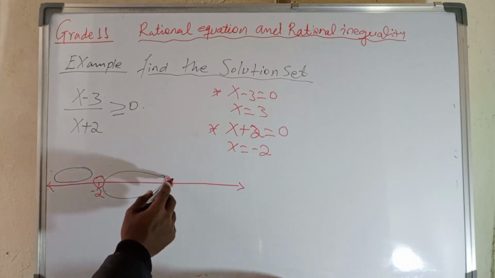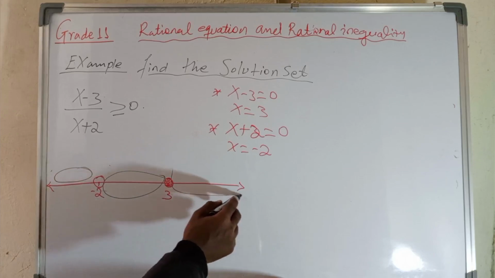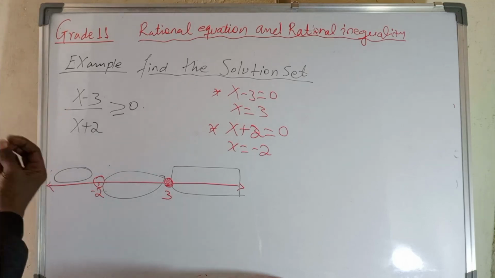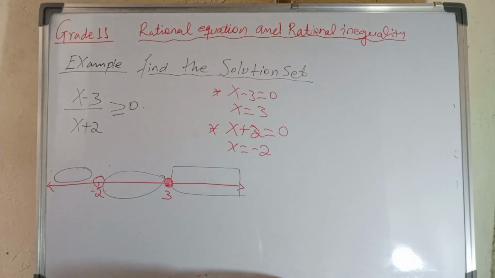Another region greater than or equal to 0. We have 3 regions. You should understand that we need this function to be greater than or equal to 0. x minus 3 divided by x plus 2 should be what? A positive number or equal to 0. The value we get when we plug in at the place of x, we need to get a positive value or greater than or equal to 0.